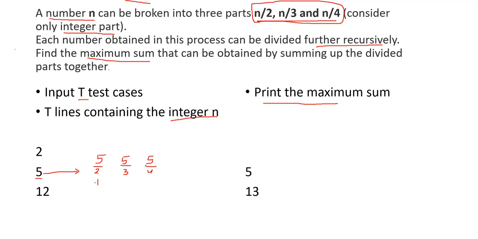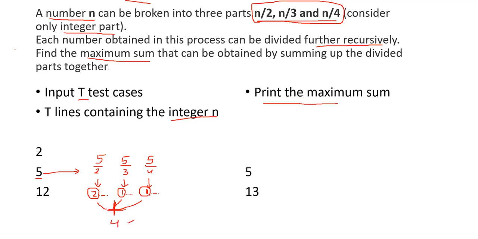So what is 5 divided by 2? 5 divided by 2 is 2 point something. So we don't care about this fractional part, decimal part. We just want the integer part. So it's 2, and 5 divided by 3 is 1 point something. So we don't care about this decimal part. We just need the integer part. It's 1, and 5 divided by 4 is again 1 point something. So we don't care about the decimal part. We just need the integer part. It's 1. So when we sum these three, we will get 2 plus 1 plus 1. You have to add this. Okay, so we will get 4.